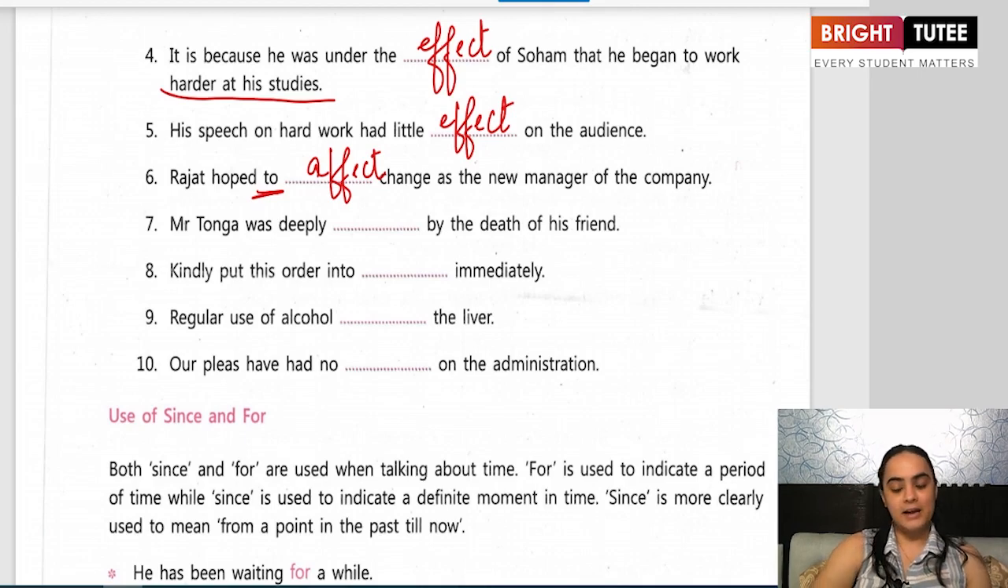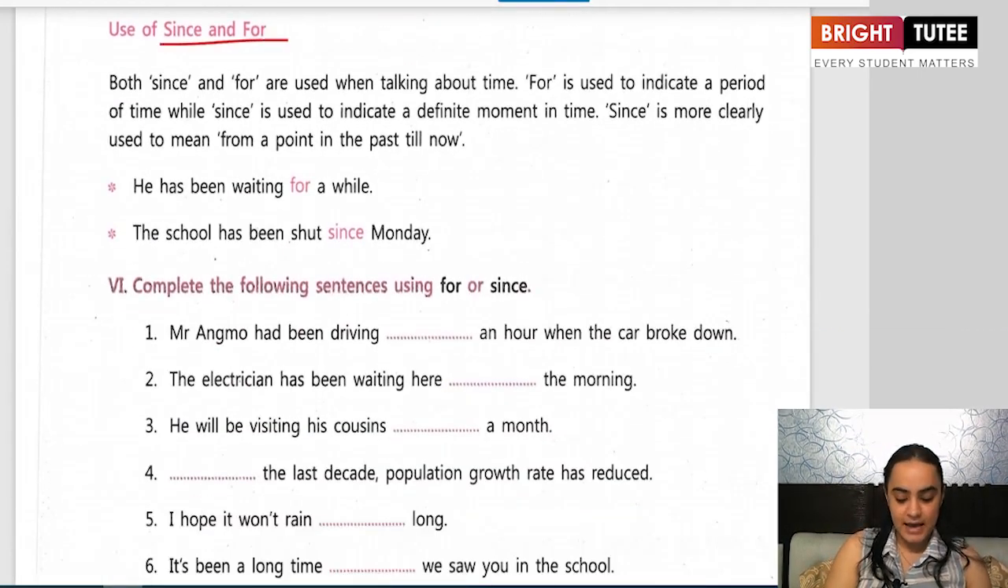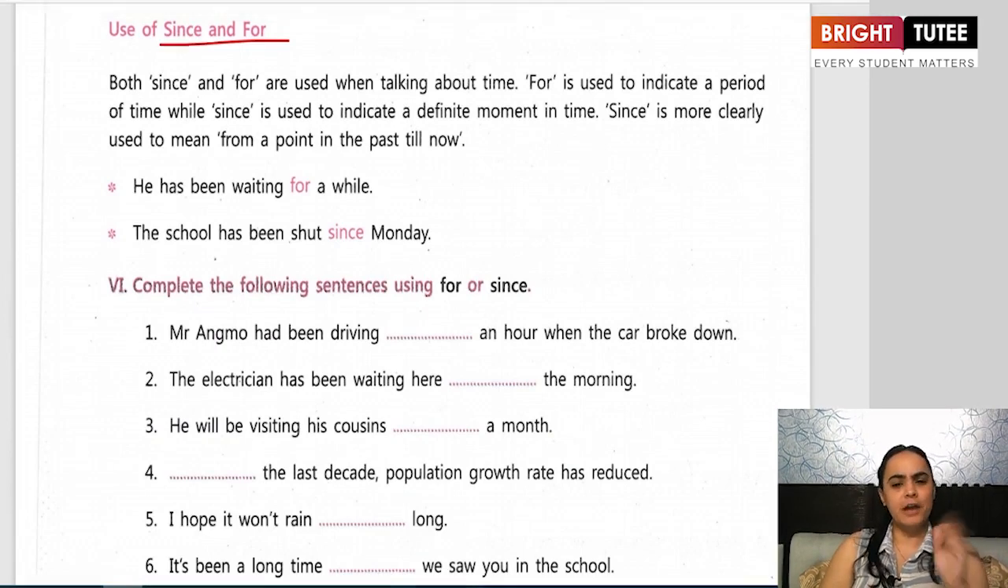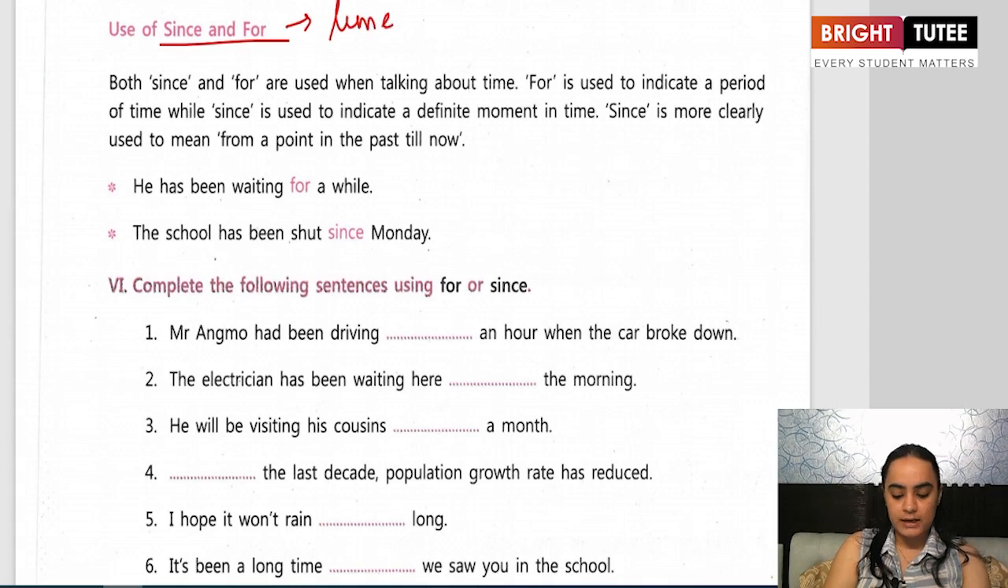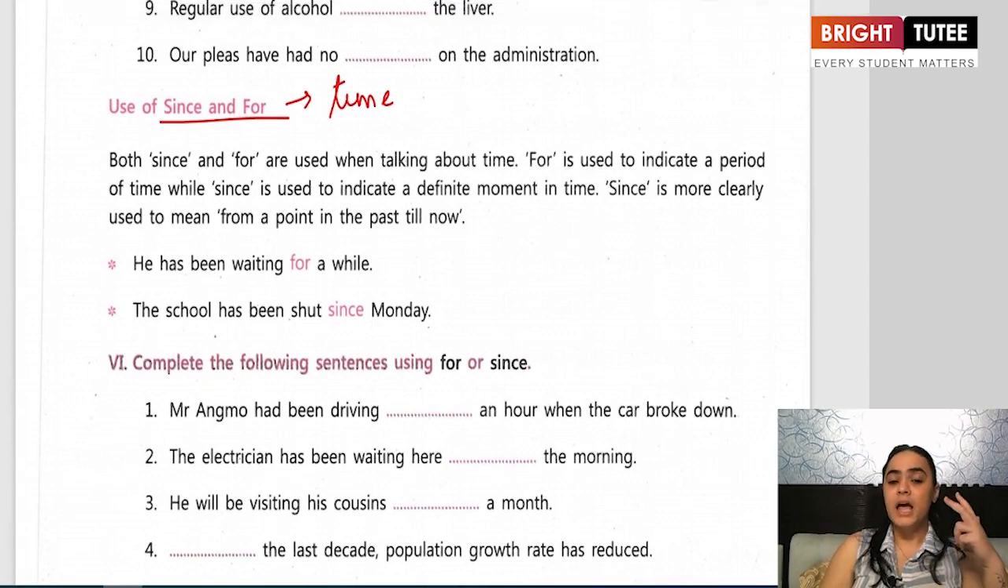Clear? Now let us move on to the next set of words that we have, since and for. Now very simple again. Both we know are used to indicate time, right? I use both since and for to talk about time. We use for when I have to indicate a period of time.